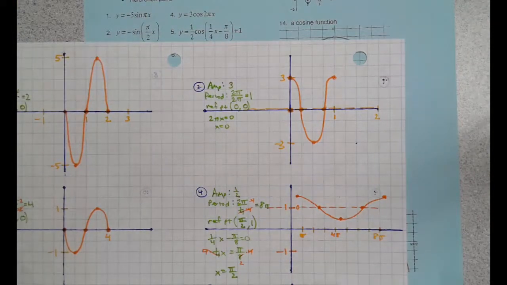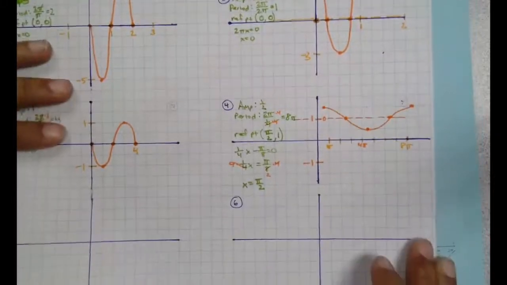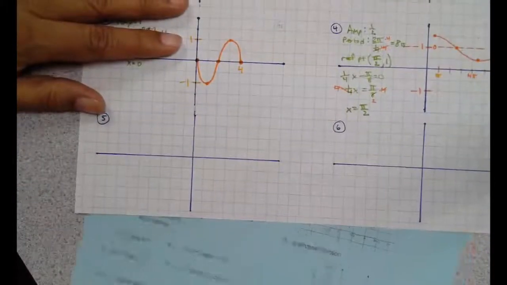Let's go ahead and take a look at the next one. And space-wise, I don't think that's going to work with looking at the equation. So I'm going to slide this underneath it.